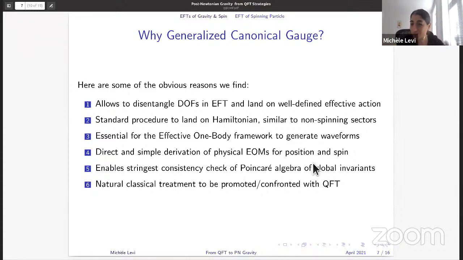It also enables a stringent consistency check of the results for non-restricted cases, I mean, without restricting to black holes or aligned spins, by checking the global Poincare invariance, whether they satisfy the expected Poincare algebra. And also something of more fundamental interest is that this treatment, as I already hinted before with the mention of the connection to the Hilbert space matching, is the most natural classical treatment to be promoted and confronted with QFT. It's the closest one to be confronted with some analogous QFT treatment.